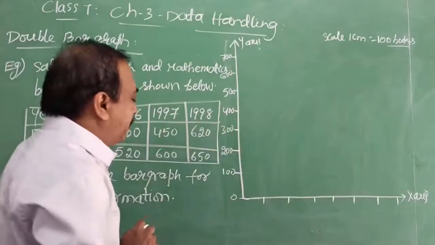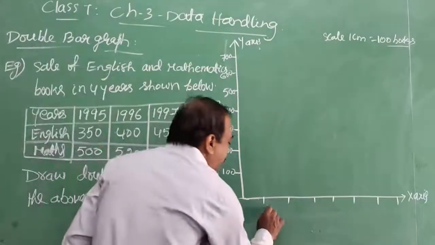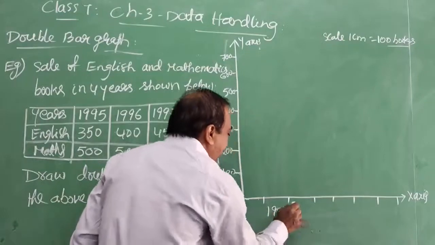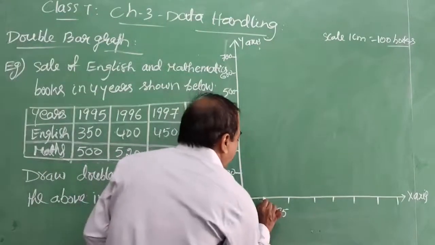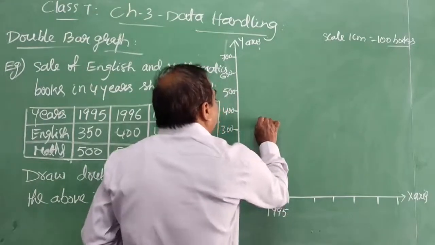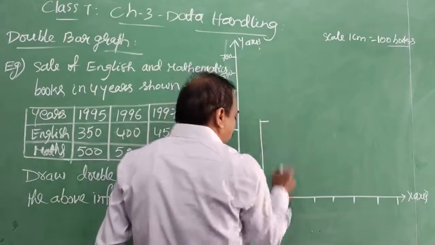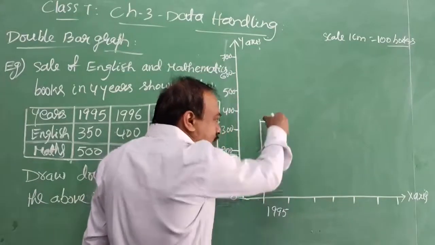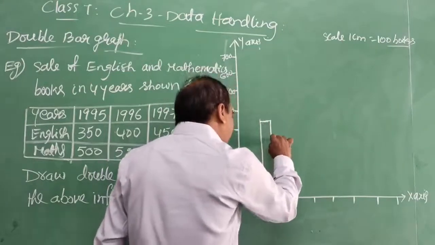Equal gap between the bars. So first I am representing year 1995. This is 1995. So how many books? 350. So from here 350, where you get exactly in between 300 and 400. So 350. You see, in 1 centimeter box only I am just dividing that into half and representing.